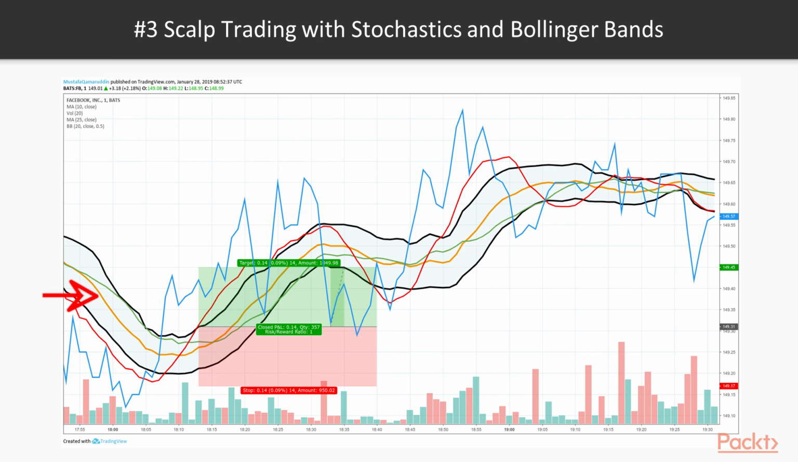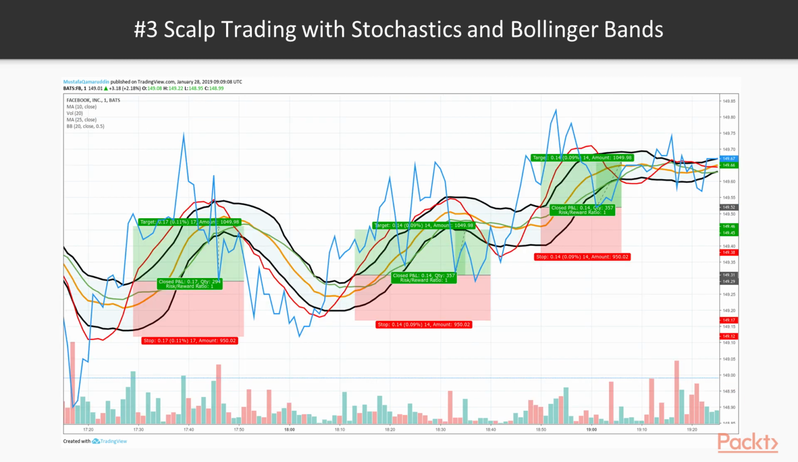So on the screen right now you can see the same graph, but here we have issued 3 different trades, each starting with a long position and ending with a short position, and you can see that the profit is ranging from 11%, 17%, or even 0.09% and so on.